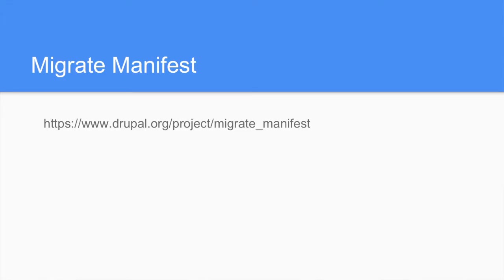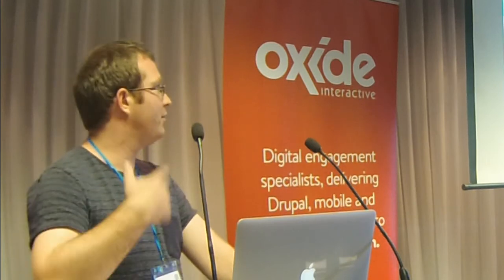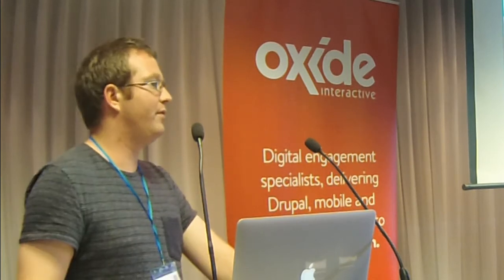Migrate Manifest is great if you've got a massive data set. You probably don't want to be waiting to run this migration all the time, but during development you need to keep pulling in the fresh data. This allows you to put together a manifest file of the migrations you want to run, then your CI product, whatever it is, can just run that migration overnight.